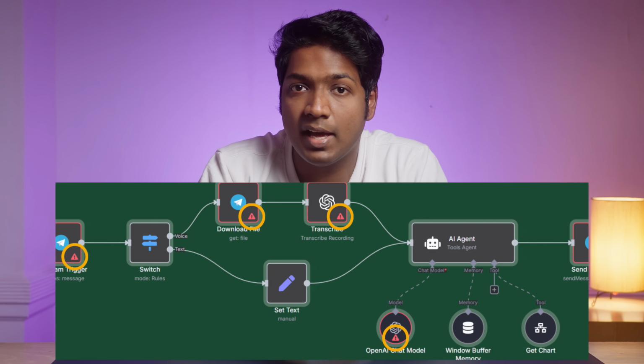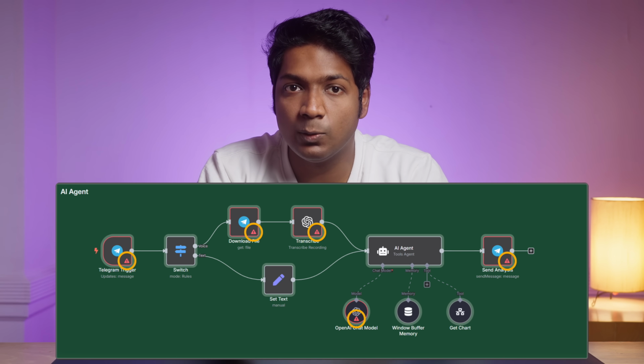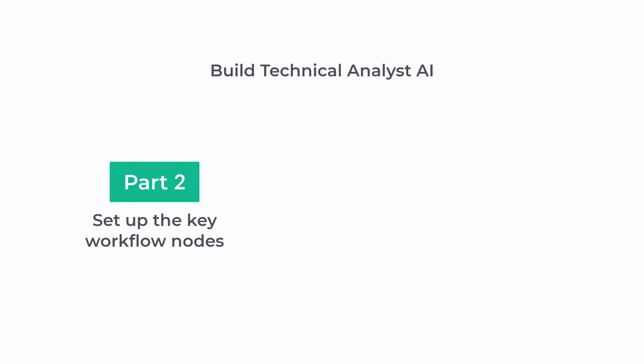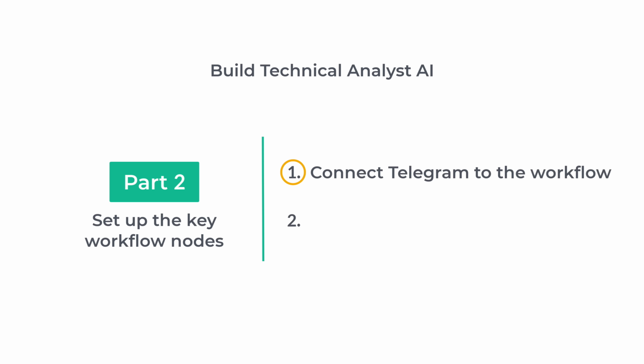Okay, as you can see in the workflow below, some of the nodes have warning signs, which means they still need to be set up before everything works properly. So let's go to part 2 of this tutorial, which is to set up the key workflow nodes. To do that, we are going to do 2 steps. The first step is to connect Telegram to the workflow.